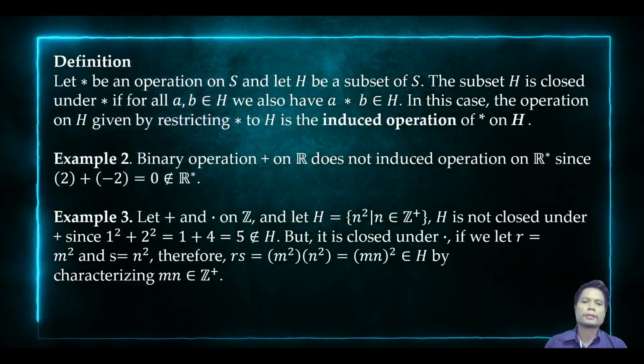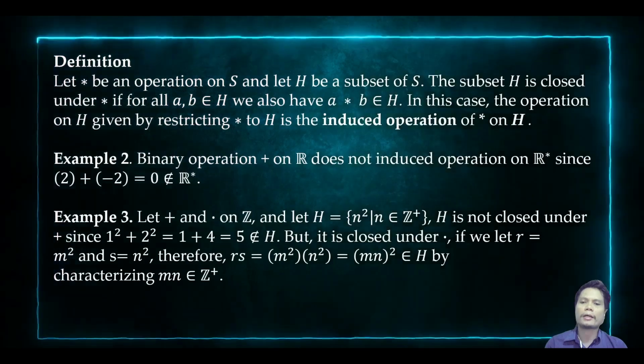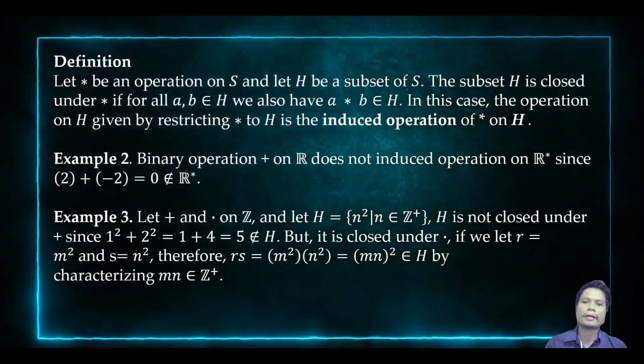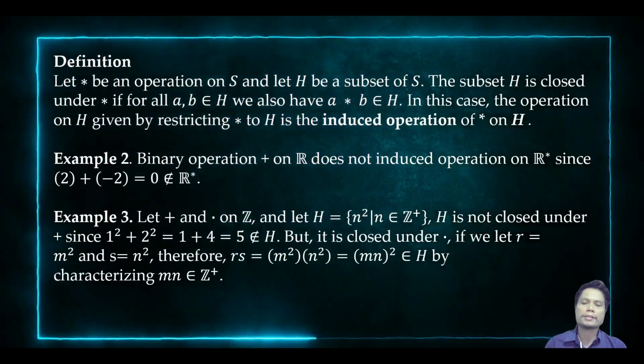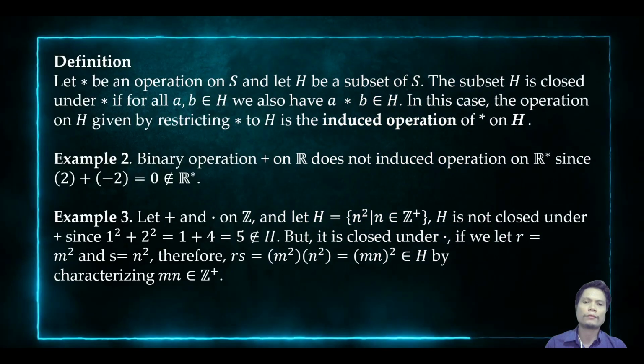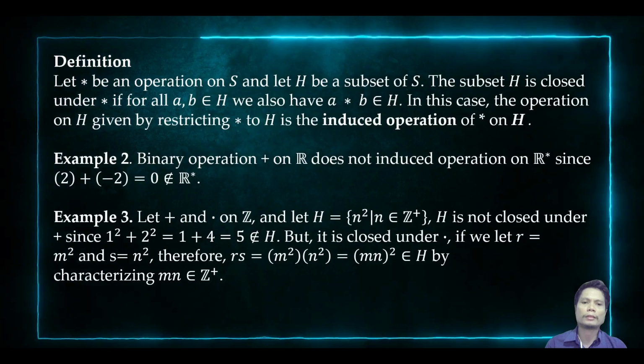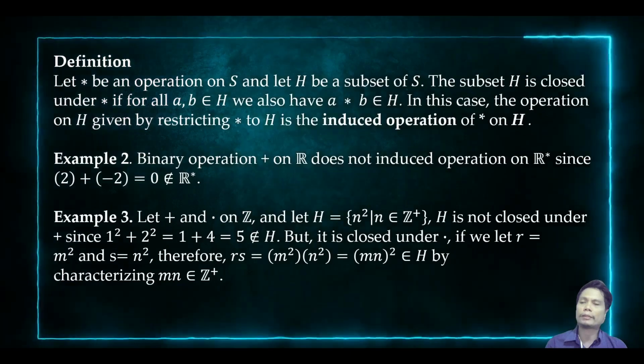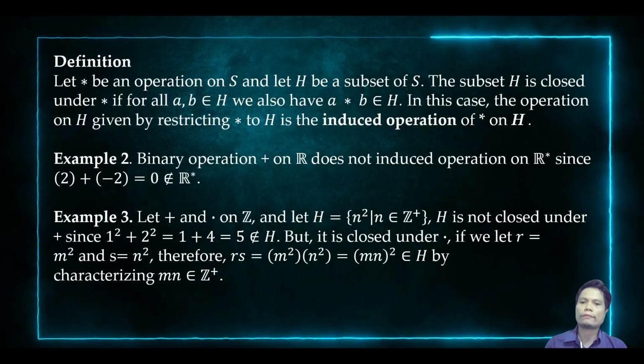If we let r be m squared and s be n squared, therefore, the product of r and s is equal to m squared times n squared, and that will be the square of the product of m and n, which is an element of H, since mn is an element of positive integers.